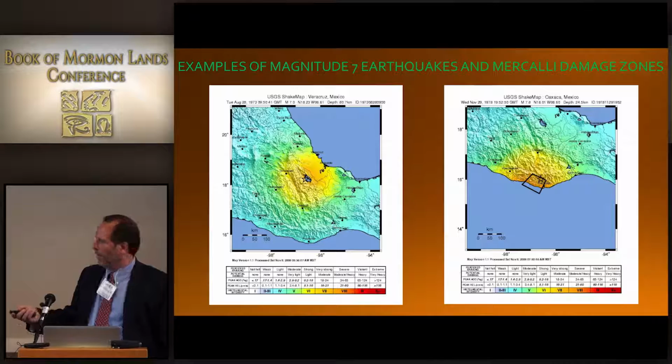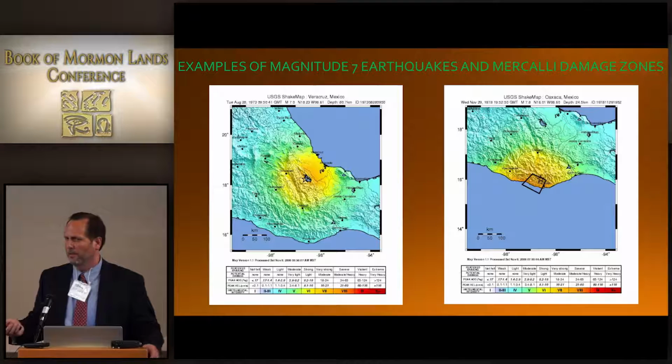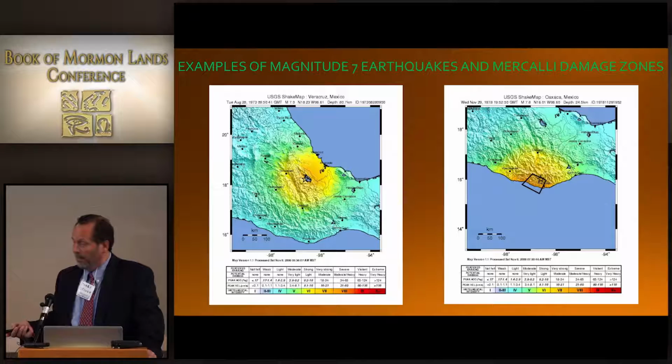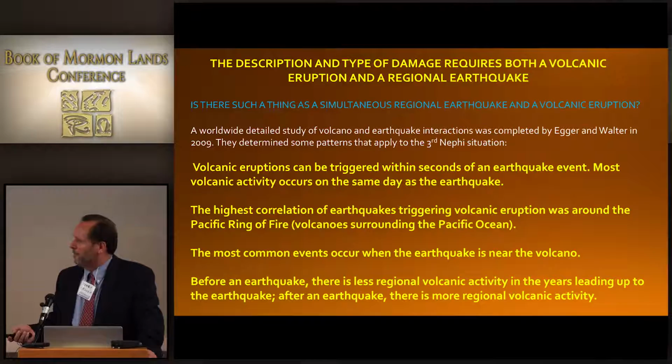So it's just showing that a volcano alone does not look to be able to generate the type of energy and destructive capacity to account for the 3rd Nephi events. So the descriptive type of damage requires both a volcanic eruption and a regional earthquake. That's one thing I'm asserting.